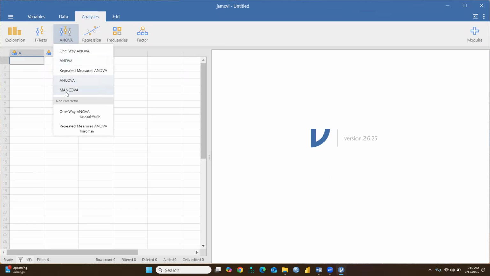It's not like that. For MANOVA and MANCOVA, there are not two separate options. So there is only ANOVA and ANCOVA. And for MANCOVA, we have to perform this MANOVA analysis.